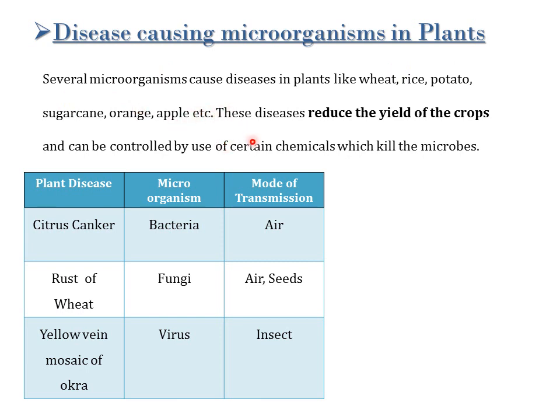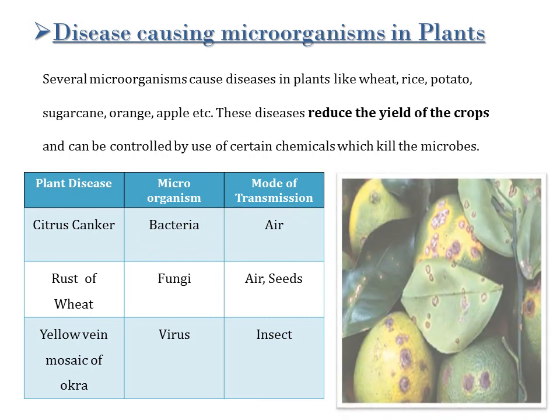And these diseases reduce the yield of crops. That is, the production of crops would be very less if the plants get affected by microorganisms. And these diseases can be controlled by the use of certain chemicals which kill the microbes. So the plant diseases are citrus canker. It is caused by a microorganism called bacteria, and the mode of transmission is air.